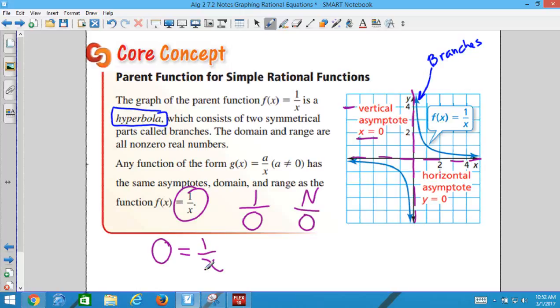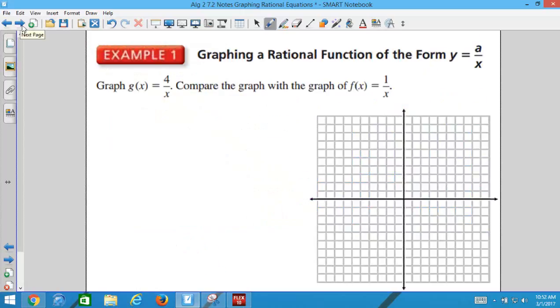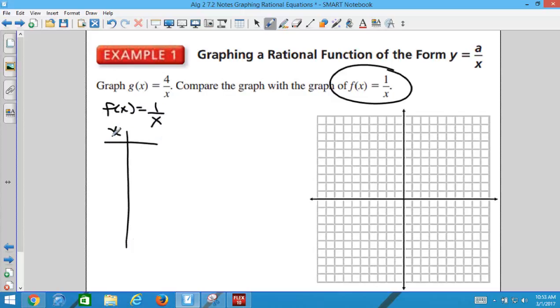What are these graphs called? Hyperbola. So we're going to graph the hyperbola. We're going to start with f of x equals 1 over x. This is the parent function. And I'm going to make a table of values to start.